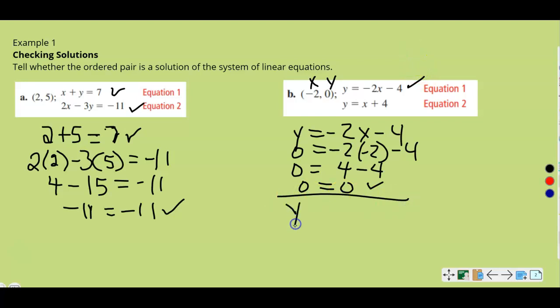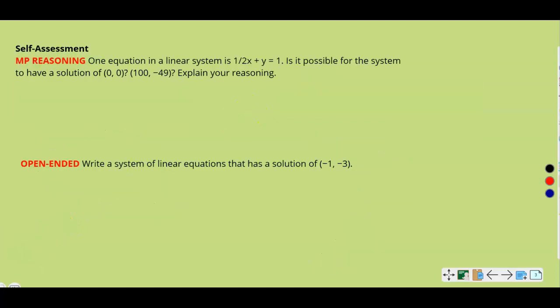All right, let's check the second equation. y equals x plus 4. Again, our y is 0. Our x is negative 2. And negative 2 plus 4 is 2. 2 does not equal 0. So this one is not a solution. So this ordered pair is a solution to the first equation, but it's not a solution to the system because in order to be a solution to the system, it has to make both equations true.